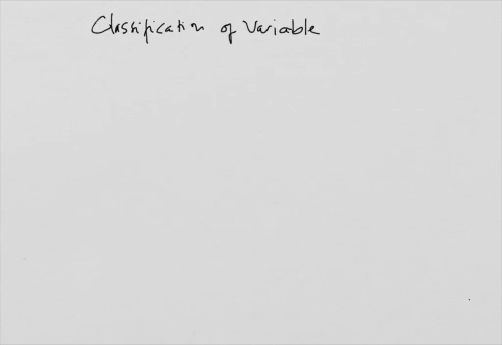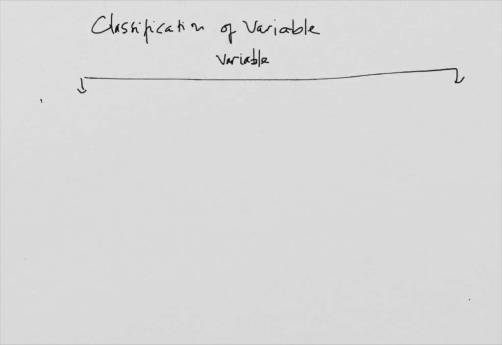We continue in our topic about classification of variable in process control. We know we have a variable. We have two types of variable that is famous. Firstly is input variable, and the second one is output variable.